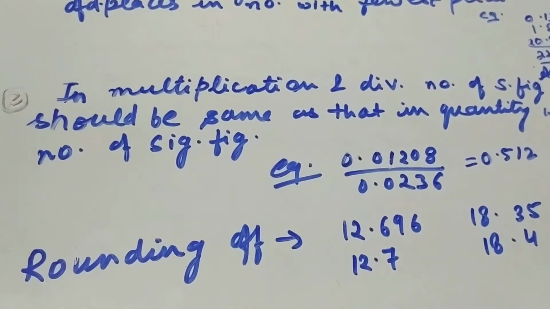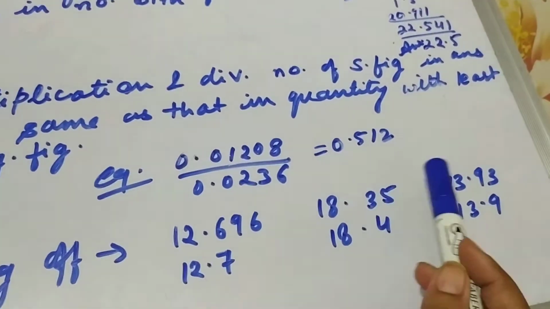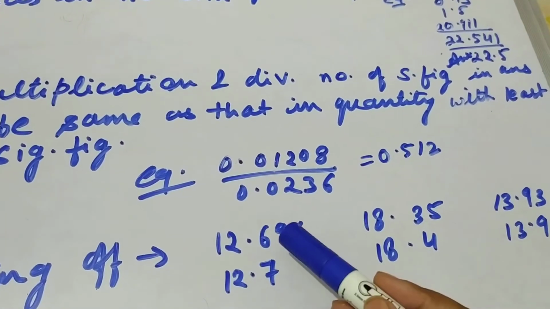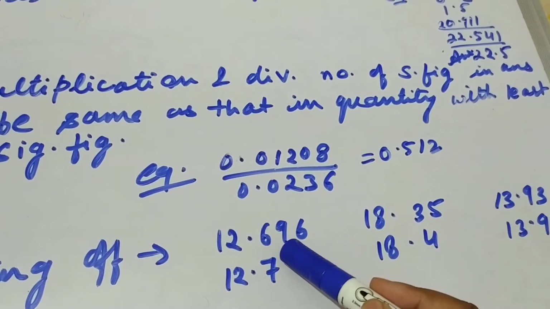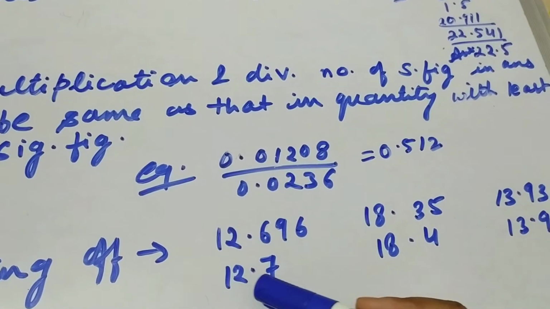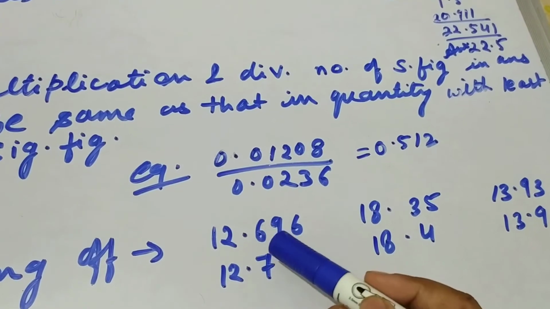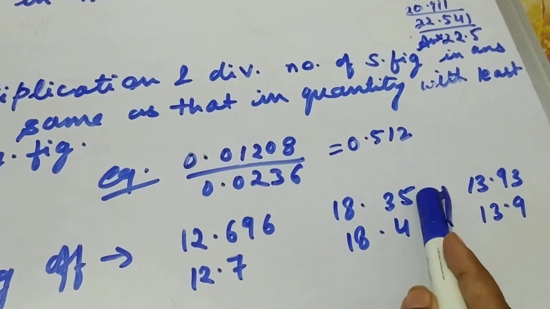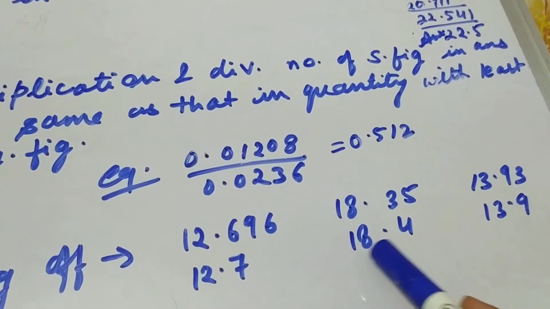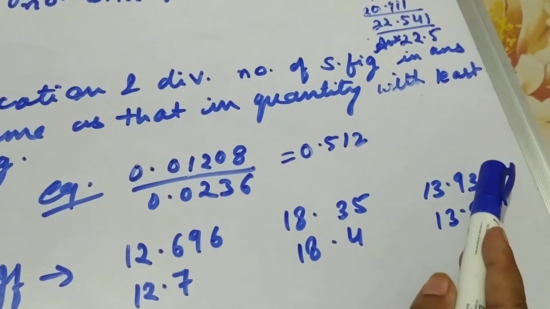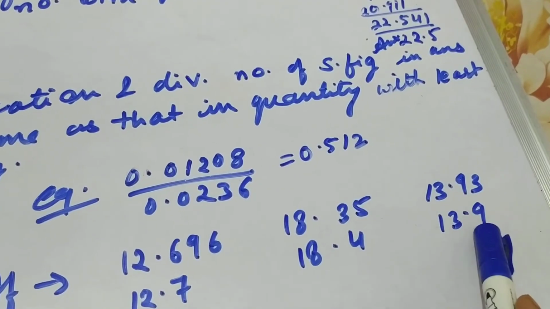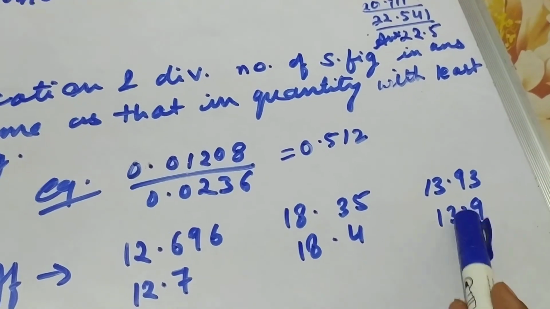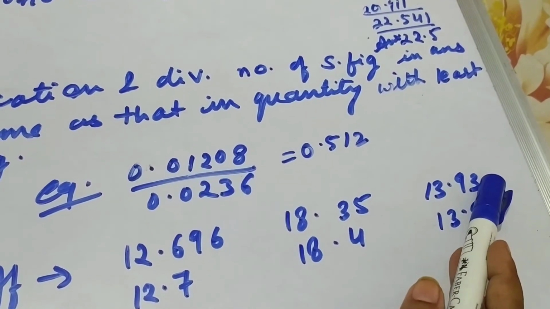Now in case of rounding off, suppose I have to round these numbers written on the top to 3 significant figures. While rounding off, you increase the number by 1 if the following digit is greater than 5. In this case 12.7, because 9 is greater than 5, I will increase the 6 by 1, that will become 7. In this case also it is 5 or greater, so it will become 18.4. In this case it is less than 5, it is 3. So if it is less than 5, then you retain that number as it is, that is 13.9. I will not increase this number because the digit following it is less than 5.